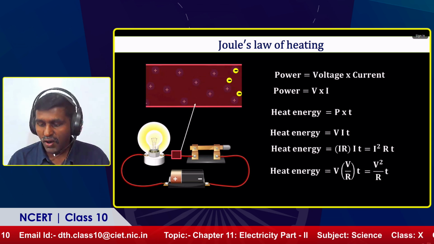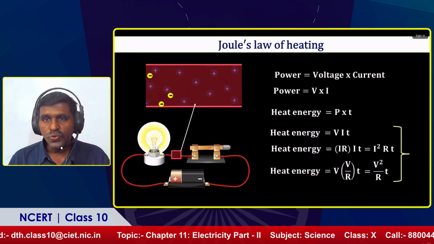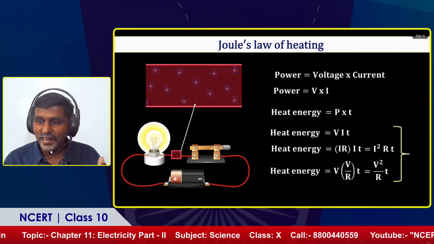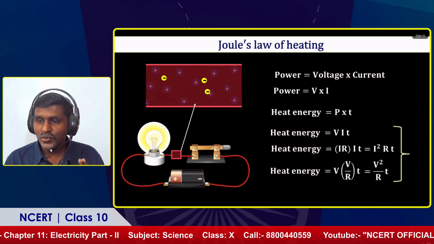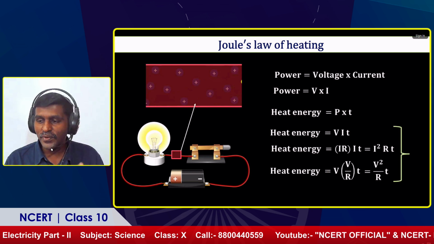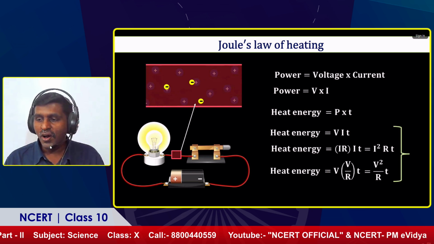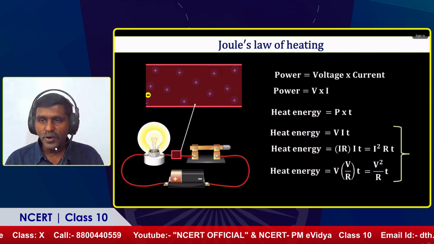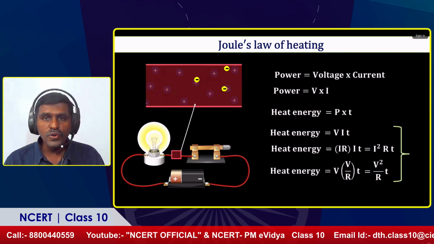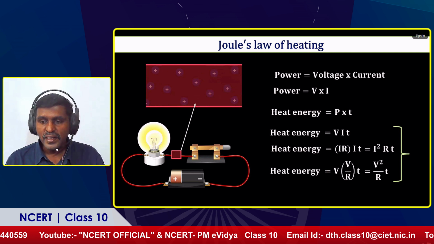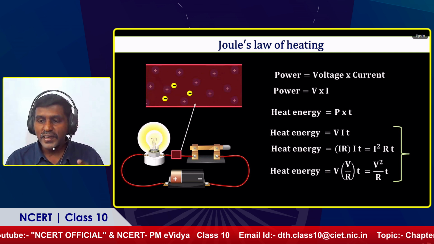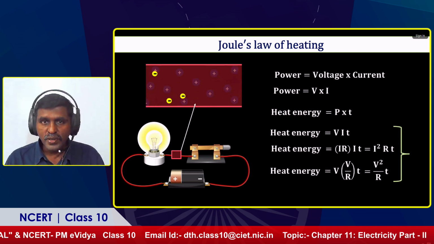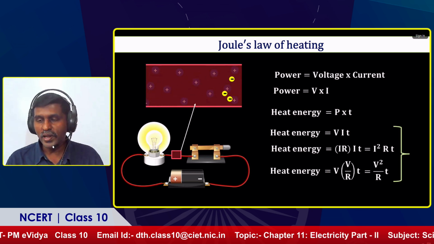These are called Joule's law of heating. It is not three, but one: VIT, voltage into current into time. That is the general formula. From that we can write I square RT or V square by R into T. These are the three forms, because Joule conducted many experiments and found the relationship between heat energy and current, resistance, time. Because of his name, it is called Joule's law of heating.